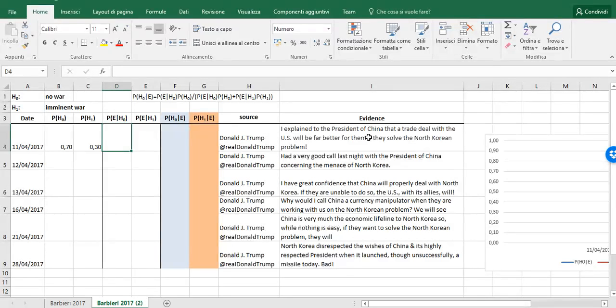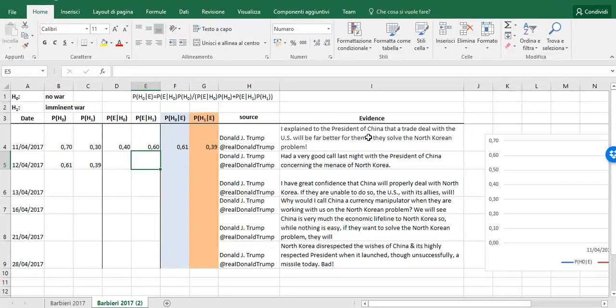Let's say in case of no war is going to be 40%, and in case of war is going to be slightly more than that, like 60%. As you can see now, we have the new estimate of the risk of the war, which is slightly changed. So the posterior probability of the war is now higher.